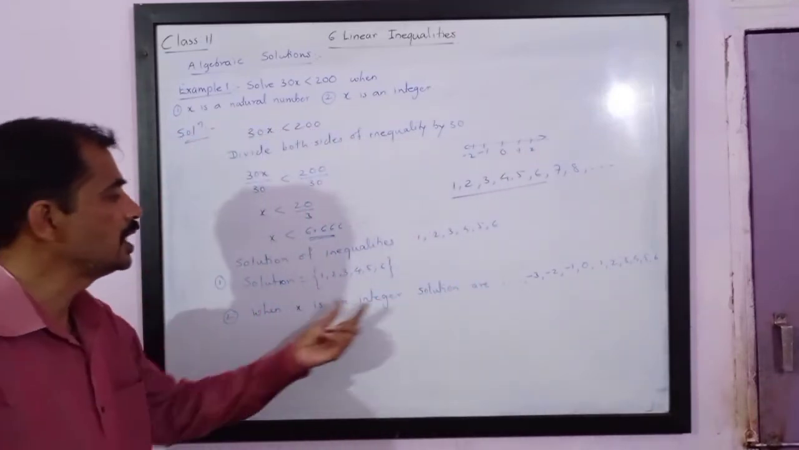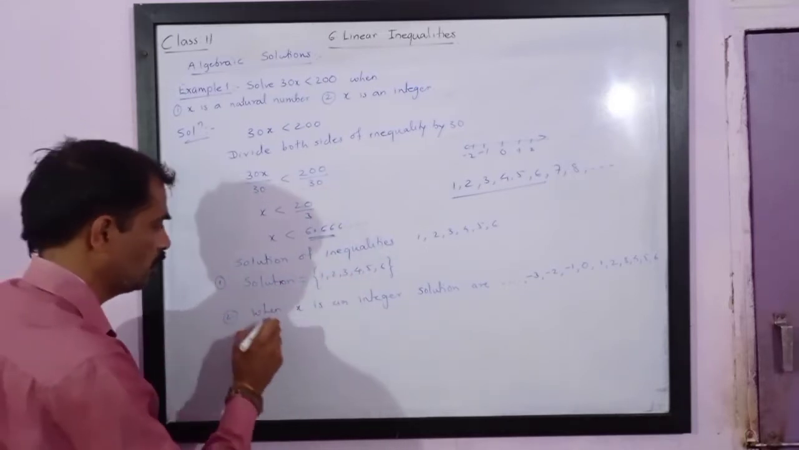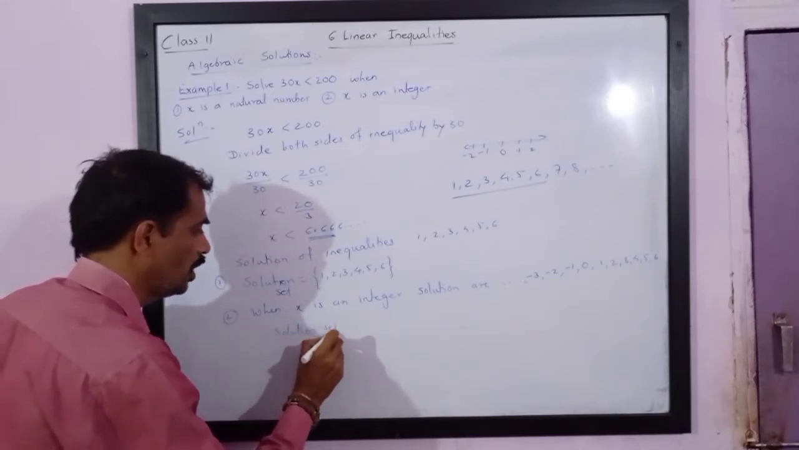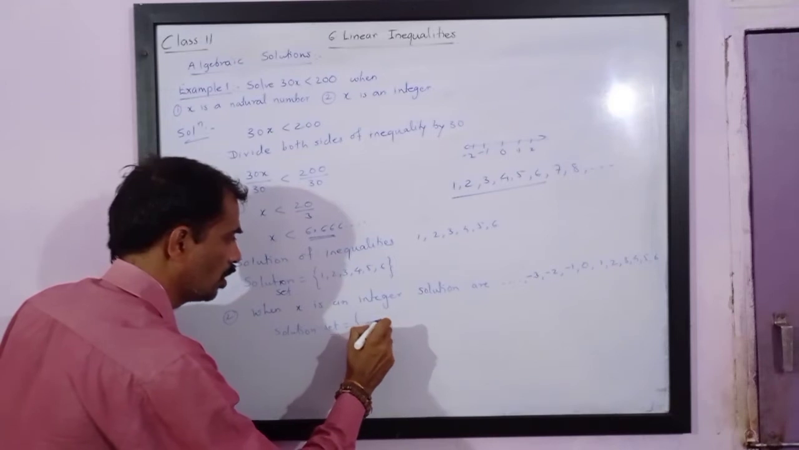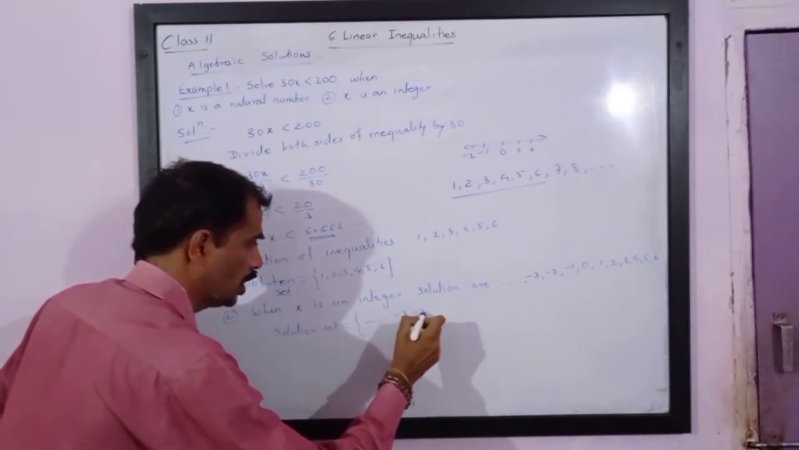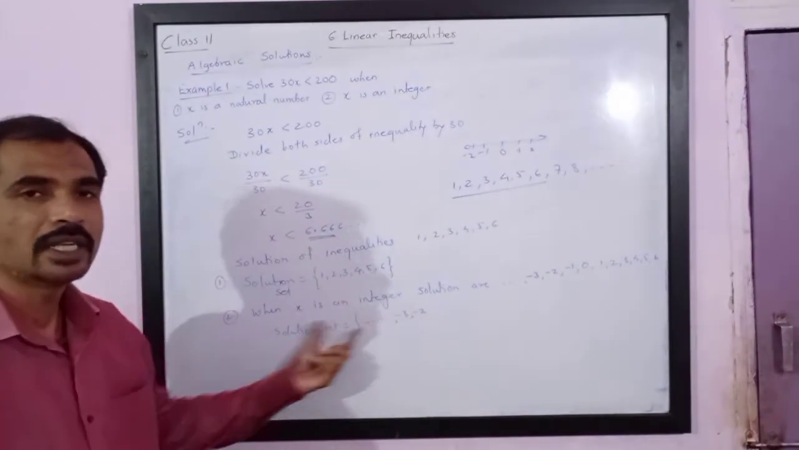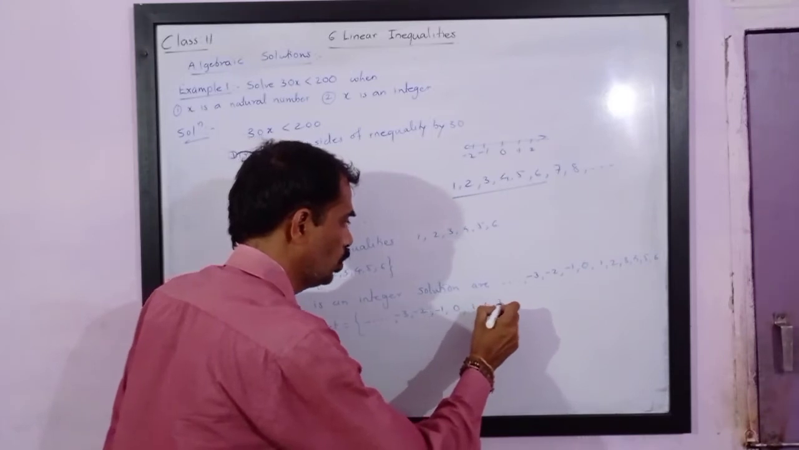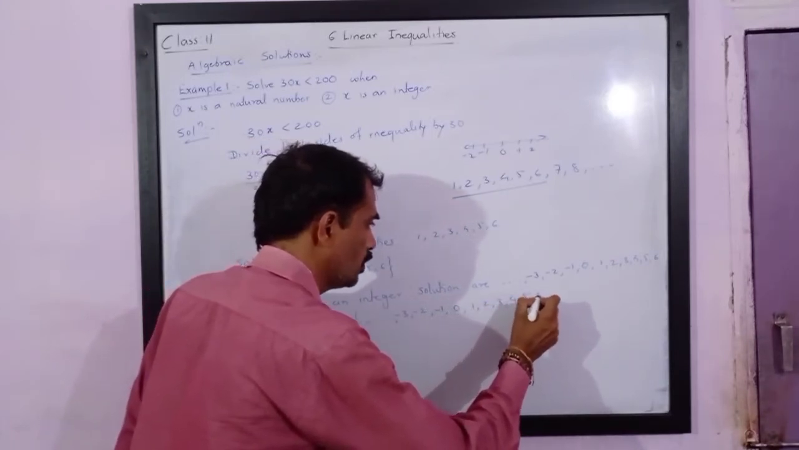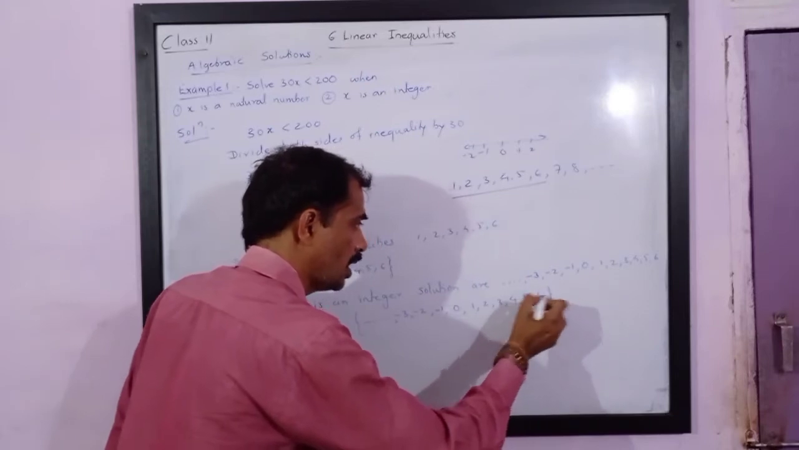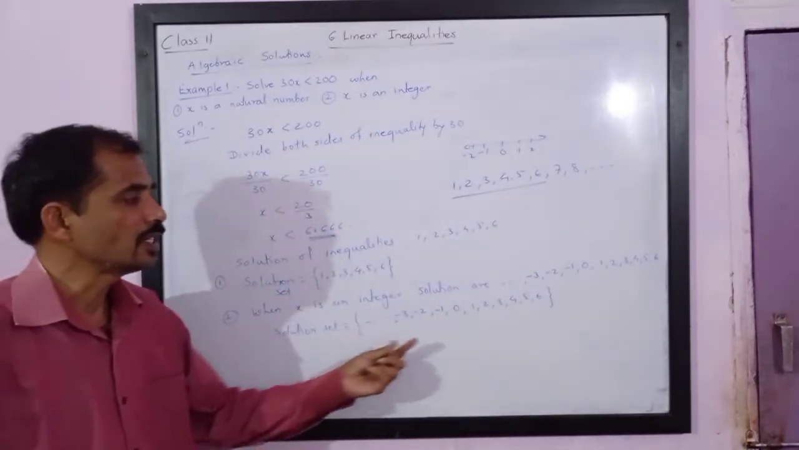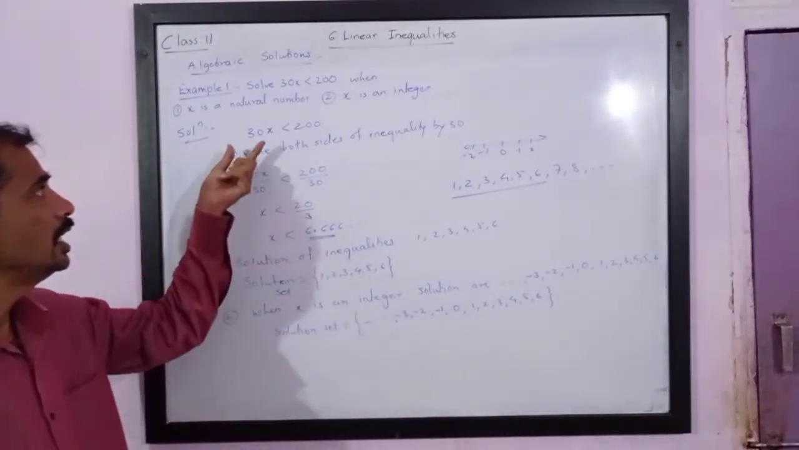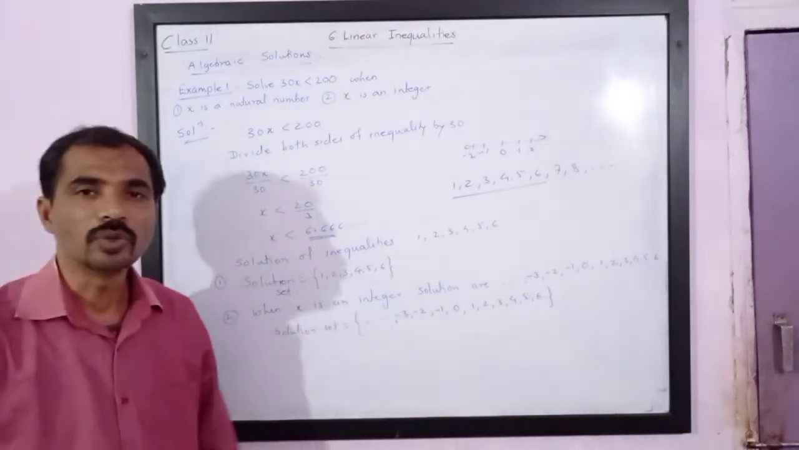Now if this is to be represented in set form, the solution set will be equal to dot dot dot, -3, -2. Please try to understand, this dot dot dot indicates it is not ending this side. Then -1, 0, 1, 2, 3, 4, 5, 6, full stop. Please note it ends on the other side. It does not end on the left hand side, but it does end on the right hand side. So this is the solution set of the inequality 30x < 200.